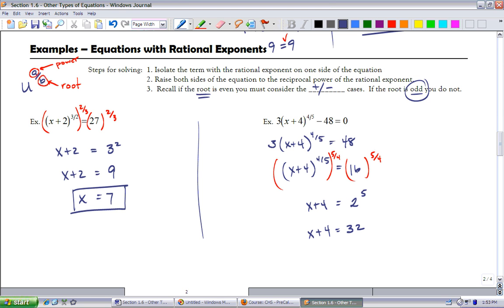And, got to go back up here and backtrack for a second, I took the 4th root, so it's really plus or minus, so this actually becomes plus or minus 32. And so when I subtract 4, I get x equals plus or minus 32 minus 4, which equals 28, or negative 36. Okay, and those are my two answers for that problem.